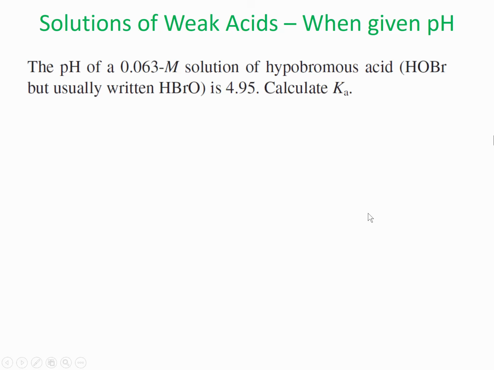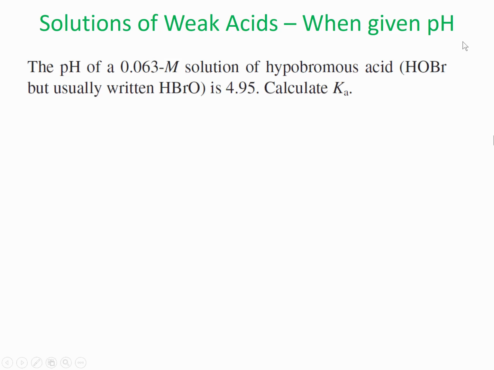This video is on equilibrium of weak acids. I'm going to do two types of problems, but they're both going to be very similar, and we're going to be using an ICE table. So the first one is where we're given a pH, and then we're asked to calculate Ka. So here's the pH, and then they gave us some other information.